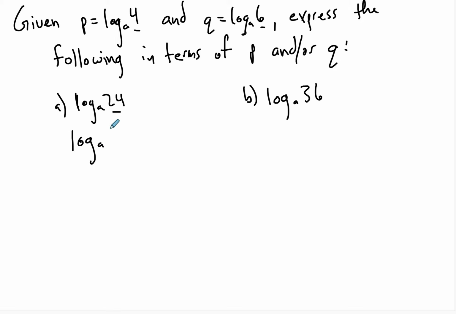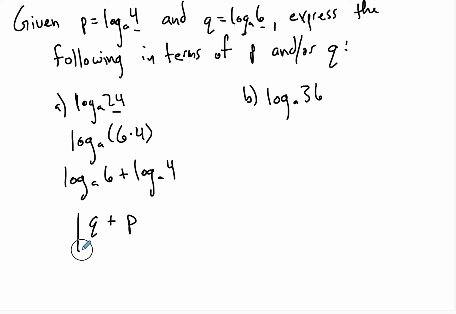So if you were to break down 24 and say log a of 6 times 4, and remember that our rules can go both ways, so we can simplify things by putting them in brackets, or we can expand by saying that this is log a of 6 plus log a of 4. Here we already know that we have some representative letters that have log a of 6, so that's q, and log a of 4 is p. So here my answer will be q plus p. It really is simple to do mathematically, but in order to wrap your head around what represents what is a little bit of a challenge.